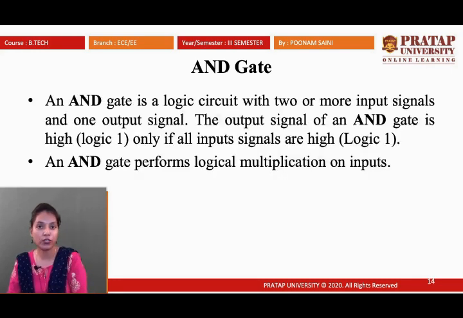So AND gate is a logic circuit with two or more inputs and only one output. The output signal of an AND gate is high only if all input signals are high. An AND gate performs logic multiplication on inputs.